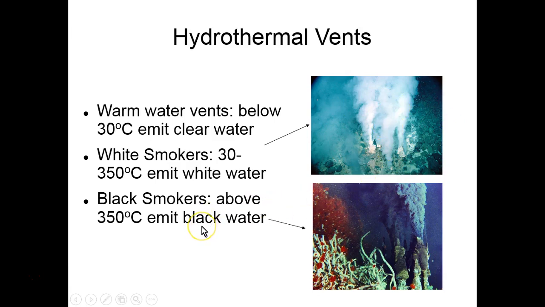And then black smokers are above 350 degrees Celsius, and they emit black water. So again, they look like black smoke coming up from a chimney. And so again, what you're seeing is not smoke, you're seeing just water coming up, and as that water, which was warm until it hit the surrounding water, once it hits the surrounding water, it cools, and so you have all of the minerals in it hardening out, and so you're seeing the hardening of that mineral. Previously it was dissolved into the water, and now it's come out of solution.